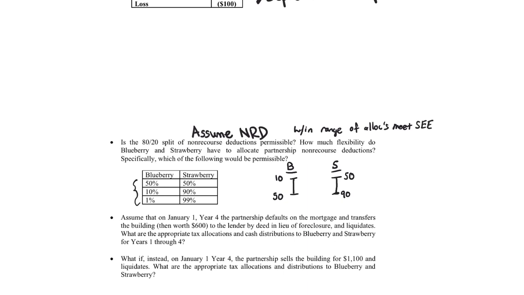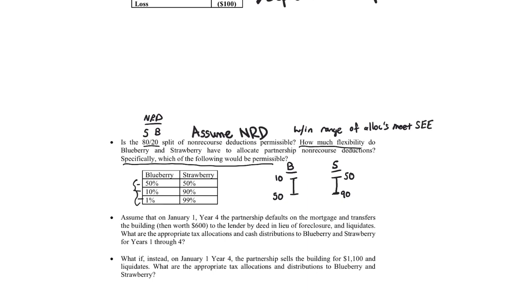Then we need to go through the 80-20 and these three situations here, here, and here to see if they meet, because the question is asking how much flexibility they have, and specifically which of these would be permissible. Let's first start with the 80-20. The problem said 80% of non-recourse deductions are allocated to strawberry, 20% to blueberry, so it has to fall in this range. It can be on the cusp, that's fine. If it falls outside the range, that's bad, and it will not be respected.